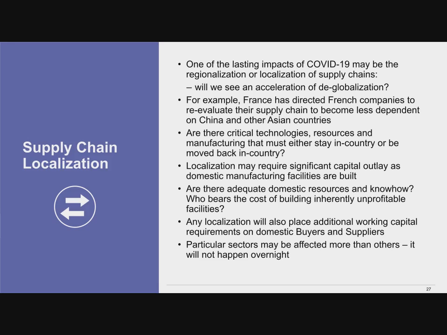So, where are we now with supply chains in this post-COVID-19 world?